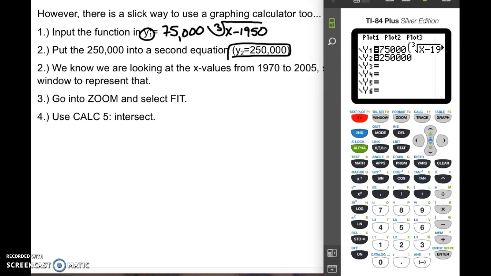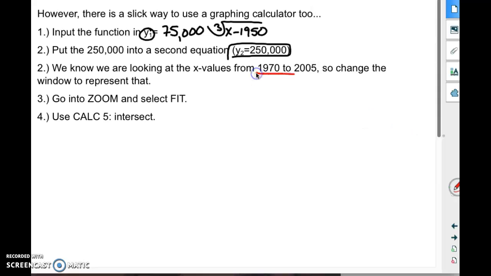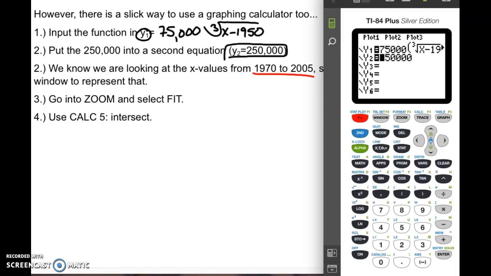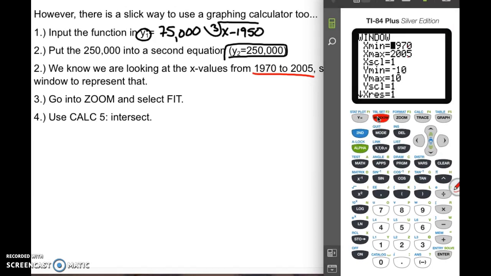So I entered my equations. The calculator put in this parenthesis. You don't have to put that in. Depending on your operating system, it will or will not pop up. It doesn't matter. Now we need to see a picture of this. And I know I'm looking at values from 1970 to 2005. So I'm going to hit the window button, and I typed in 1970 to 2005.